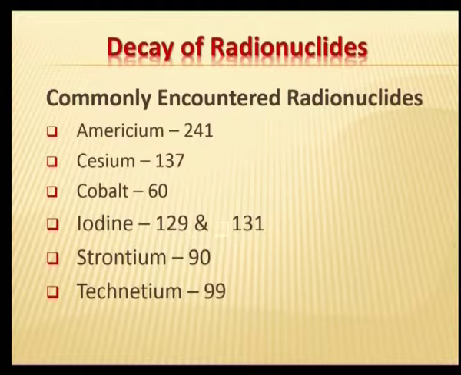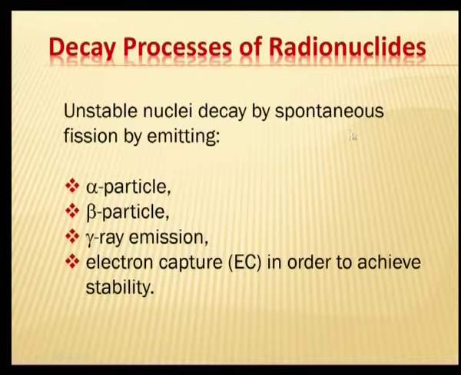Iodine, cesium, strontium. Iodine has 2 mass numbers, 129 and 131. Strontium 90, technetium 99. Technetium is another radioactive element in the periodic table, one of the elements which has an HCP structure and is radioactive. These are some of the commonly encountered radionuclides.